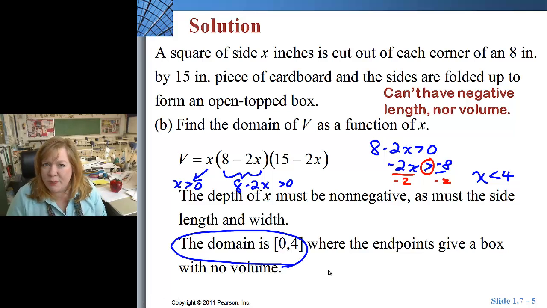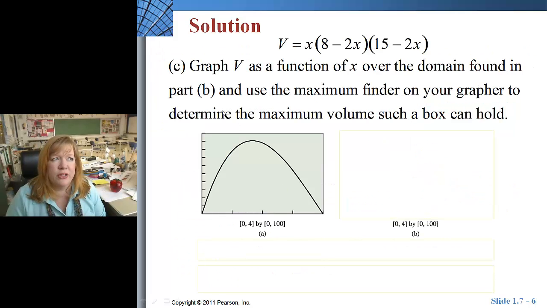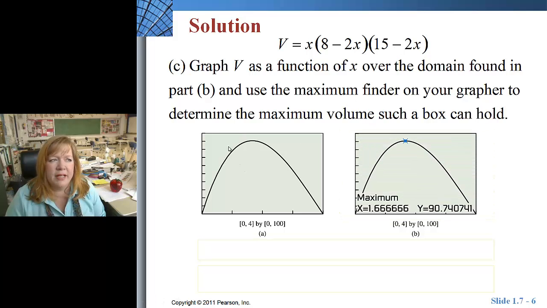Why do we care about our domain? Because it's going to help us find our max and min on our graphing calculator. So if we look here, we're going to graph this guy. We're going to put y1 equals x times the quantity x minus 2x times the quantity 15 minus 2x. If we graph that in there, we're going to get this picture of our graph.